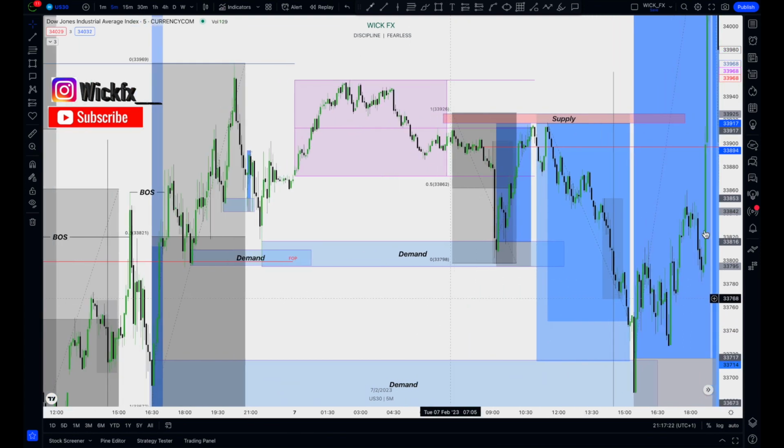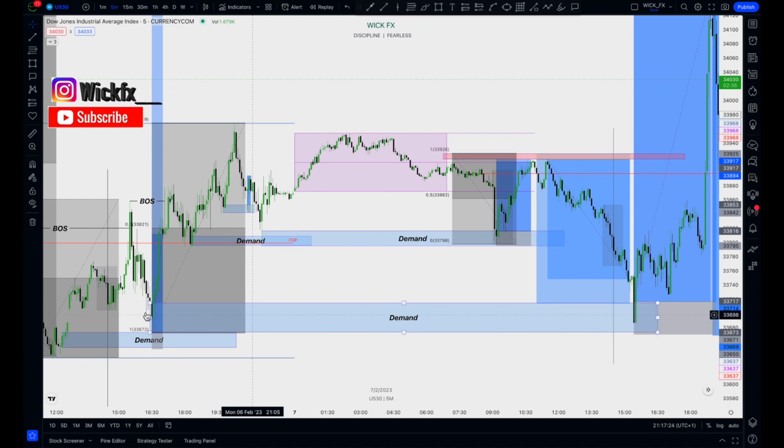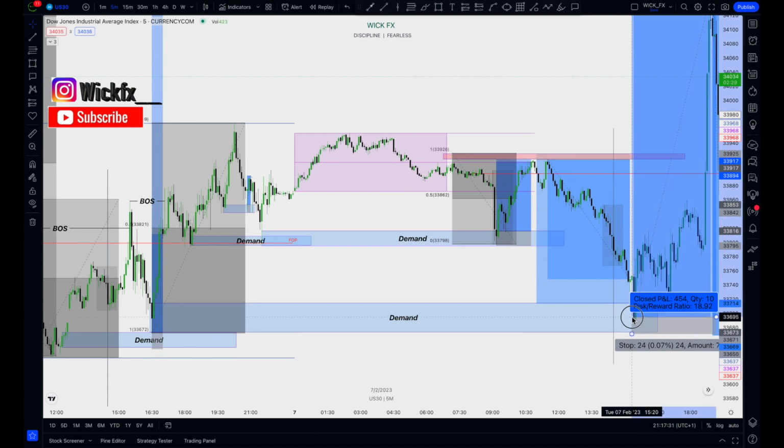Now where? To my original demand zone, the zone from where it all started. So the market came and respected this. Here also I didn't enter at this point, I entered at this point. I don't have any problem if my risk to reward is less.